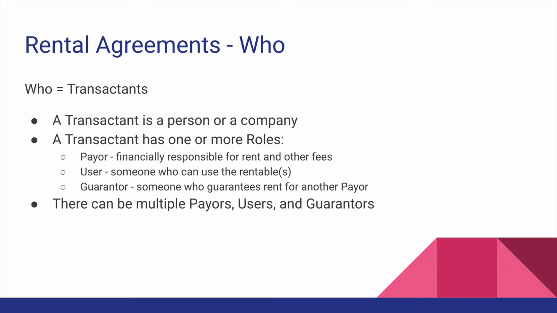They could be a guarantor. This is someone who essentially guarantees rent for another payer. And finally, they can be any combination of those things. For example, it's very common to have someone who is both a payer and a user. I'm financially responsible for the rent of my apartment. I also happen to live there.